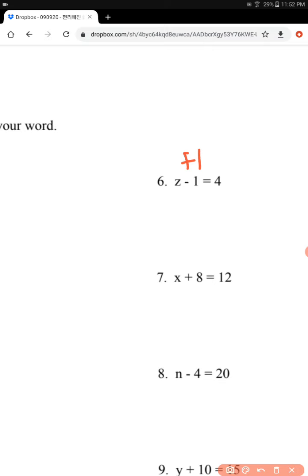And then since we're doing it to one side, we have to do it to the other side, plus 1, to make things equal. So z minus 1, then plus 1 would be z, and then 4 plus 1 is 5. And then if we look at the original equation, 5 minus 1 equals 4, and that's correct. So z, that kind of looks like a 2, sorry. Z equals 5. There.